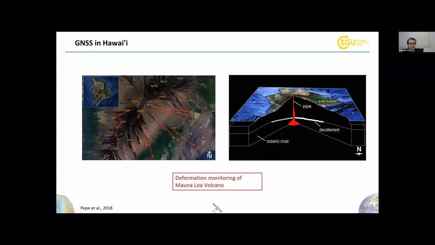Maybe a very different example, a completely other part of the world, would be here in Hawaii. This is an example of using GNSS to monitor the volcano and the related deformation of the surface of the earth due to the changing magma within the volcano. And you can see that there are ground deformations away from the center of the volcano, which can be quite interesting when monitoring the characteristics and the state of the volcano, and if there would be the potential of future eruptions.